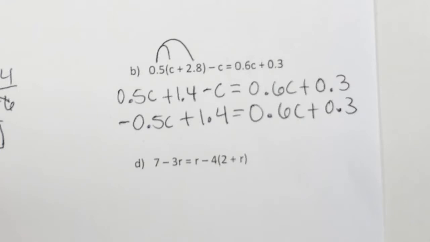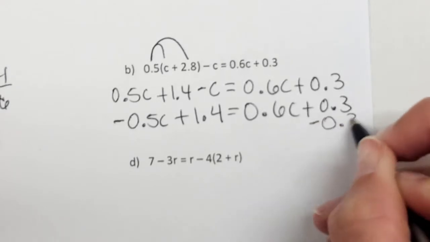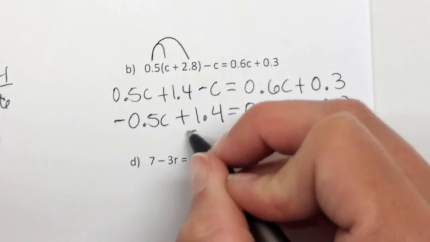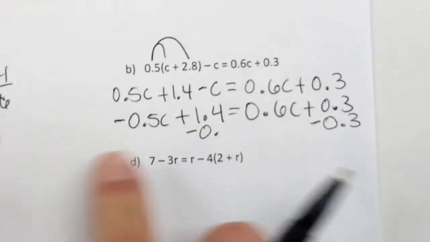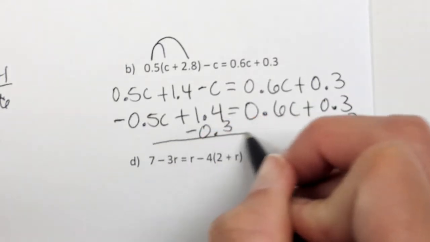Subtract what? Okay, so Abigail wants to subtract 0.3. What can we subtract it from on this side? Just the 1.4, right? Why can't we subtract it from here? Good, they're not like terms.